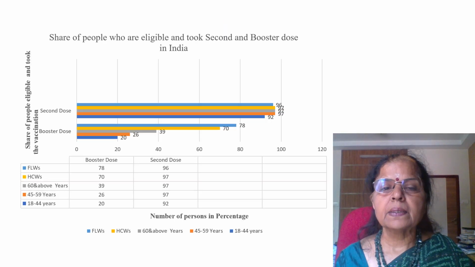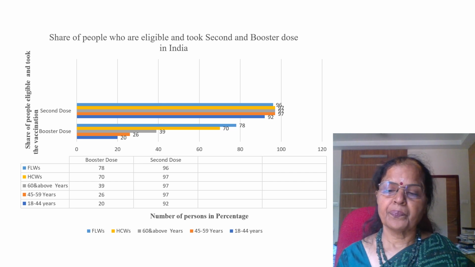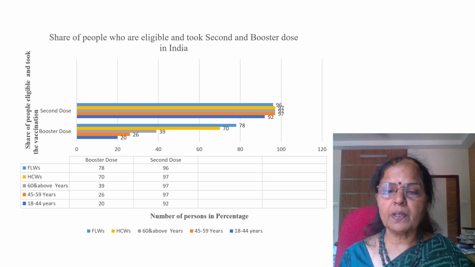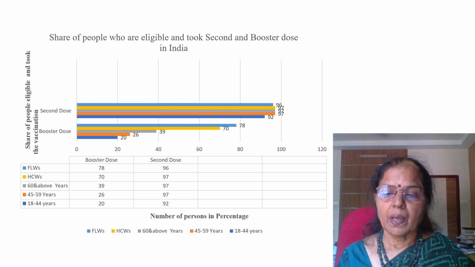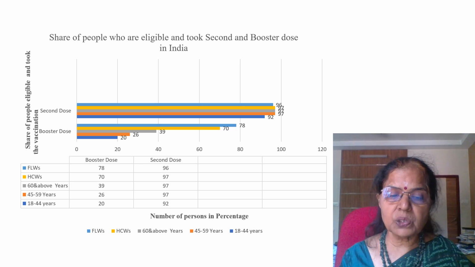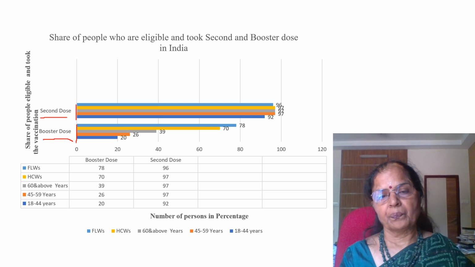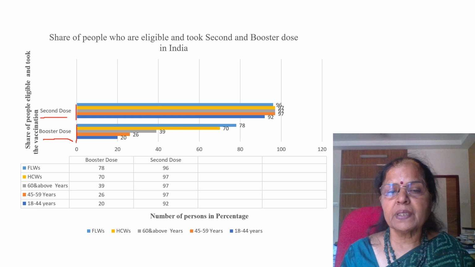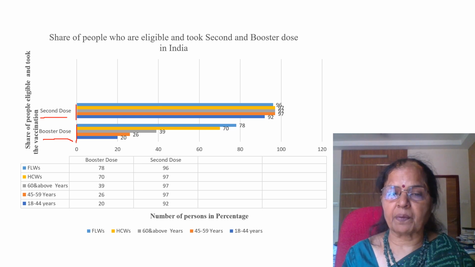See, this is a bar graph, and the percentage of people of different age groups who took the vaccination are shown here. The percentage of people who took the second dose and those who took the booster dose are shown separately in separate bars. See, here is the percentage who took the second dose and those who took the booster dose. So these denote booster and these bars represent second dose, shown side by side for you to compare.